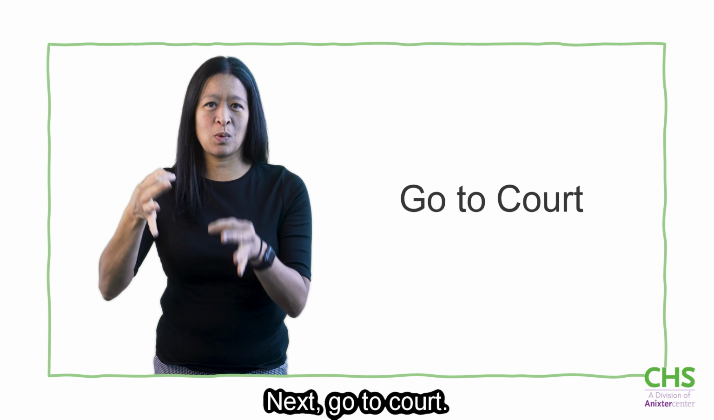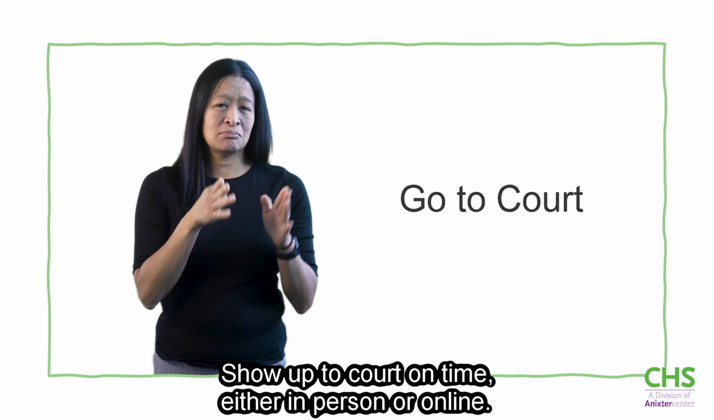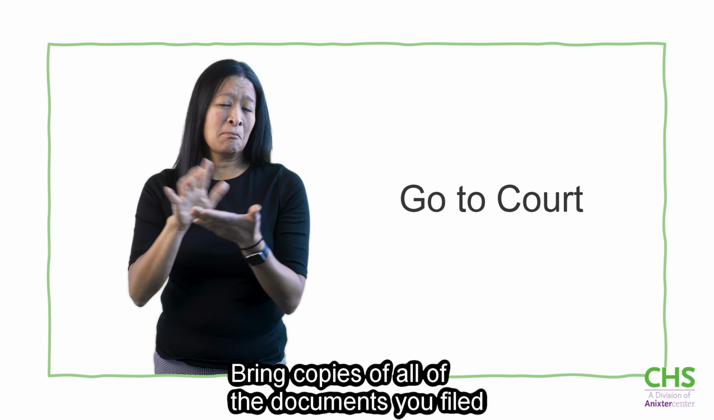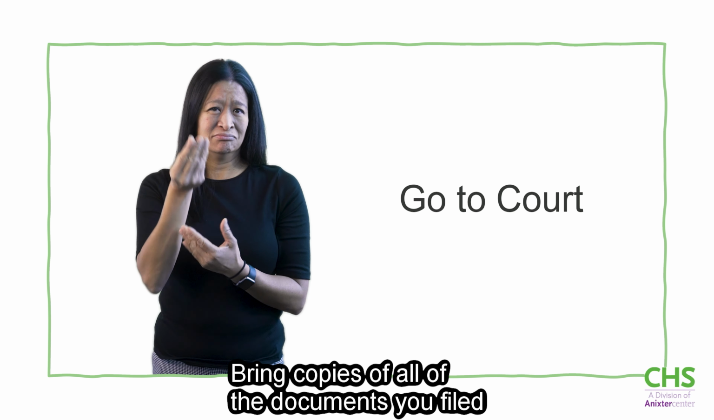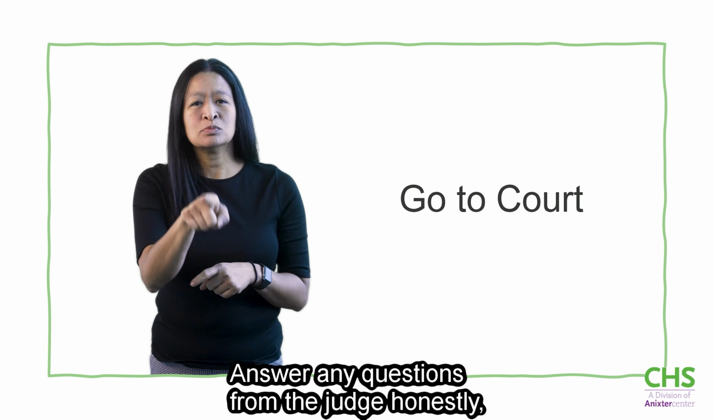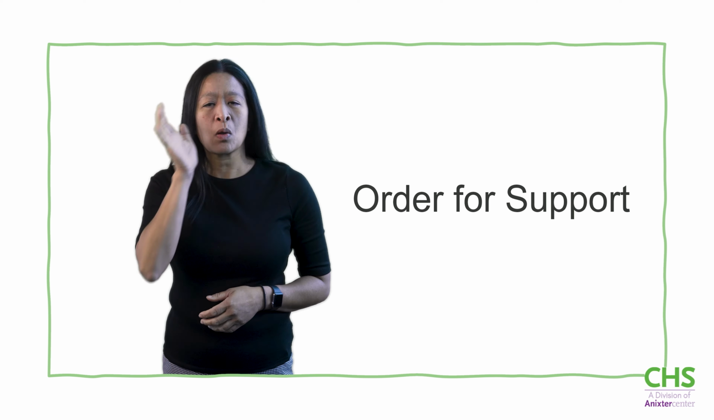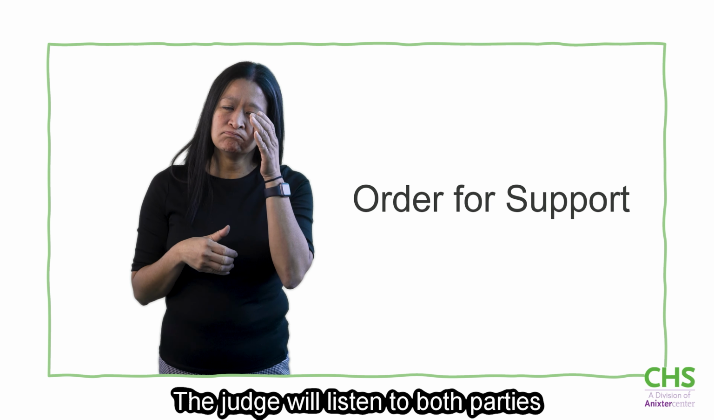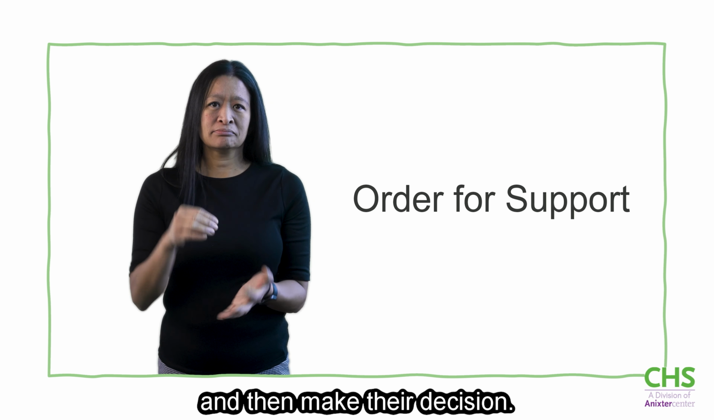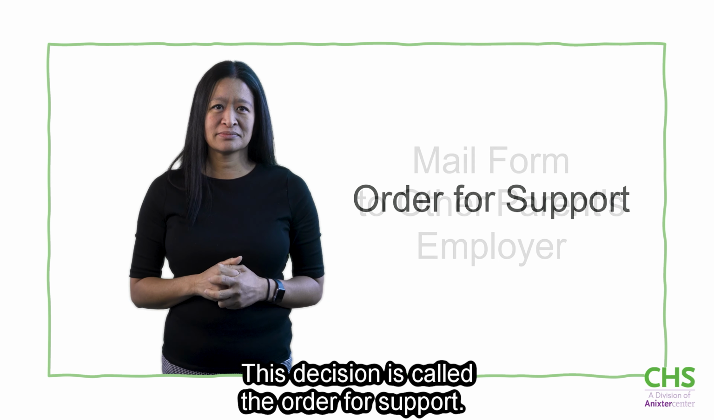Next, go to court. Show up to court on time, either in person or online. Bring copies of all of the documents you filed and any papers relating to your case. Answer any questions from the judge honestly. The judge will listen to both parties and review all documents and evidence, and then make their decision. This decision is called the order for support.